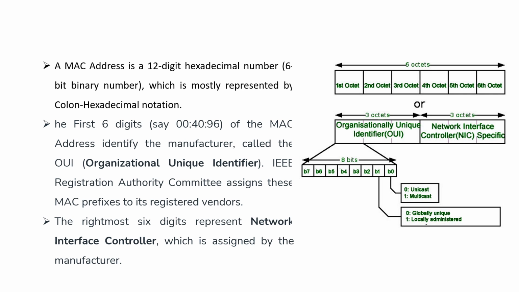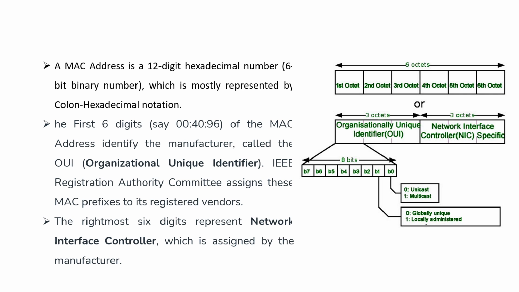MAC address is a 48-bit unique hardware number of a computer or of a device or gadget, which is associated with any kind of network. A MAC address is a 12-digit hexadecimal number, or we can say a 6-byte number. It is represented in hexadecimal notation, that is colon hexadecimal notation.